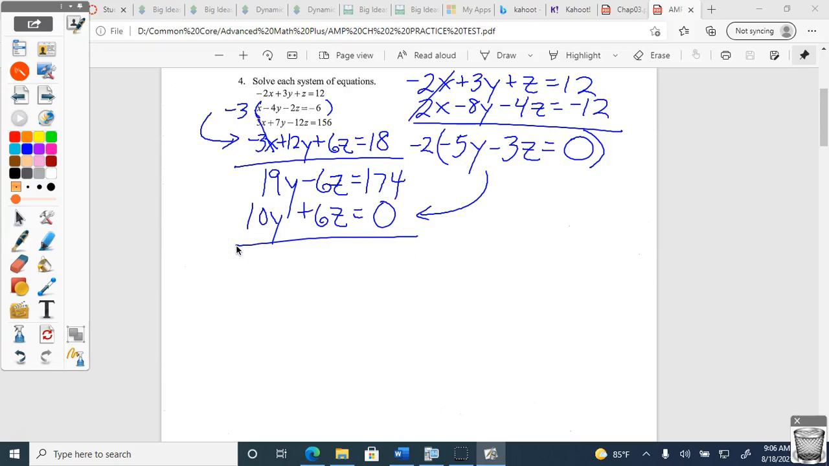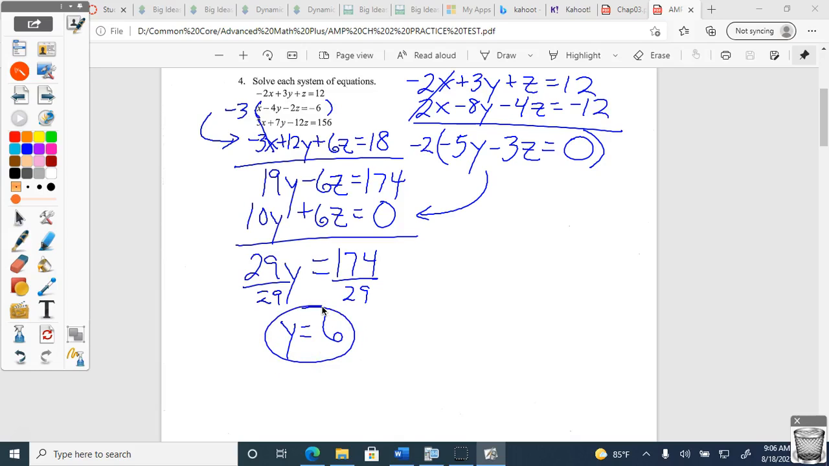What is 19 plus 10? 29. 29y. The z's cancel. 174 divided by 29. Is that 6? Should be. I don't like it should be, I like it is. I have the little computers right there in front of you. It is 6? Beautiful. So y is 6.